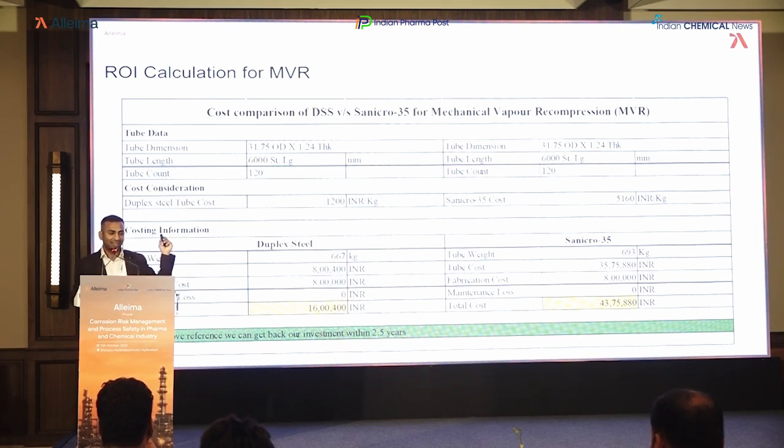And this is again a comparison with the duplex stainless steel. Here, I have not considered any maintenance cost on both sides. So it is the duplex steel on the left side, and on the right side you can see Sanicro 35.